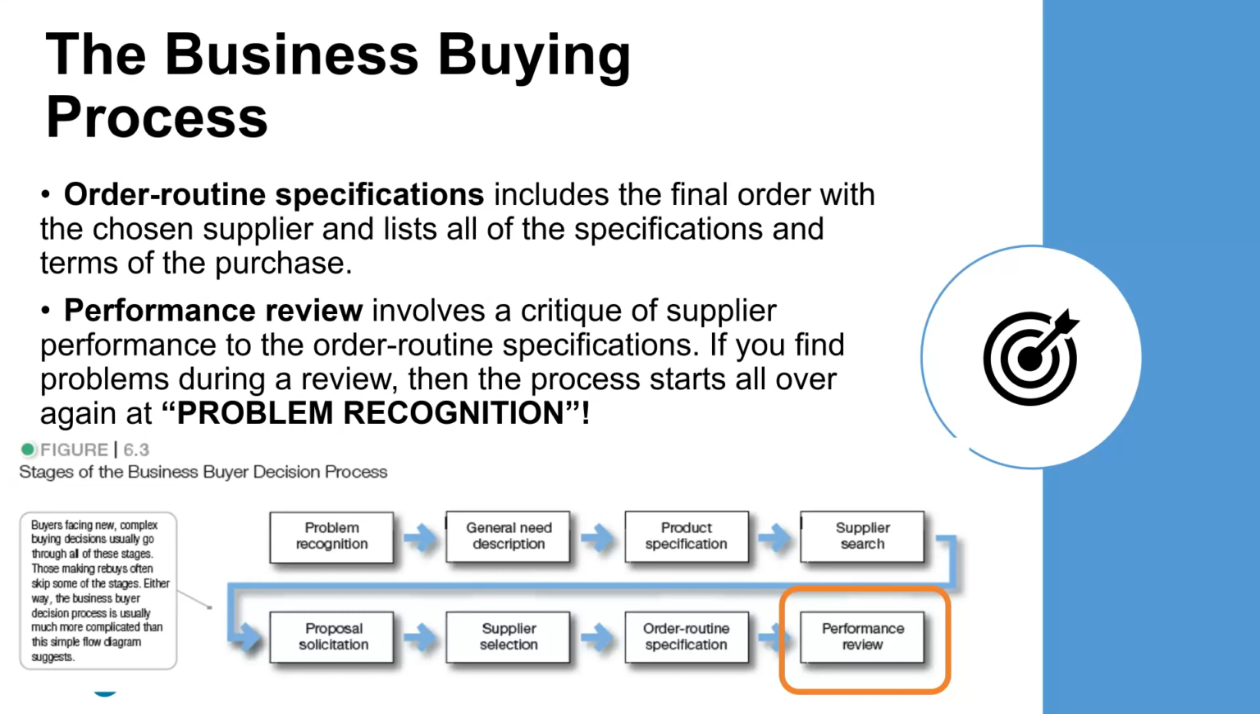So now she's identified that there's a problem. So she has to start all over again at the problem recognition process. Well, she'll then go through all the steps, including potentially ordering from another supplier or modifying the buy from our current supplier.